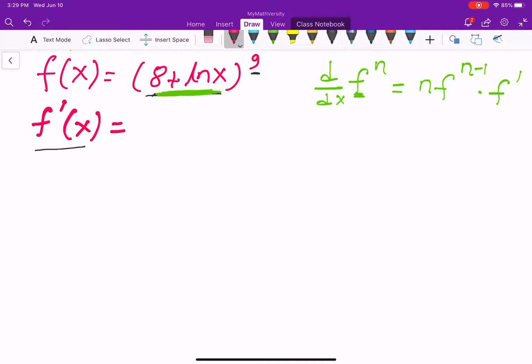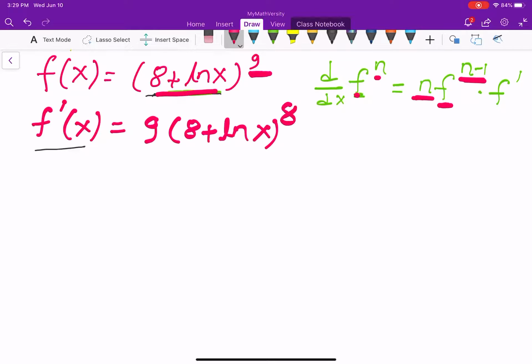All right, so what do we have in the formula? n, and n is actually the power, which is 9 in this case. Write that down. And after that we have f. So what is f? f is 8 plus ln x, so write that down. And then we have f to the power n minus 1, so we need to subtract 1 in the power, so 9 minus 1 will be 8. Write that down. And times f prime, that means the derivative of the base function, so the derivative of 8 plus ln x.